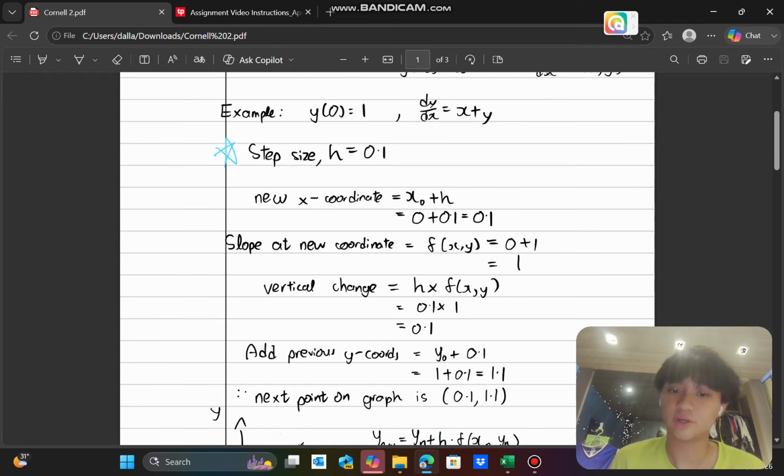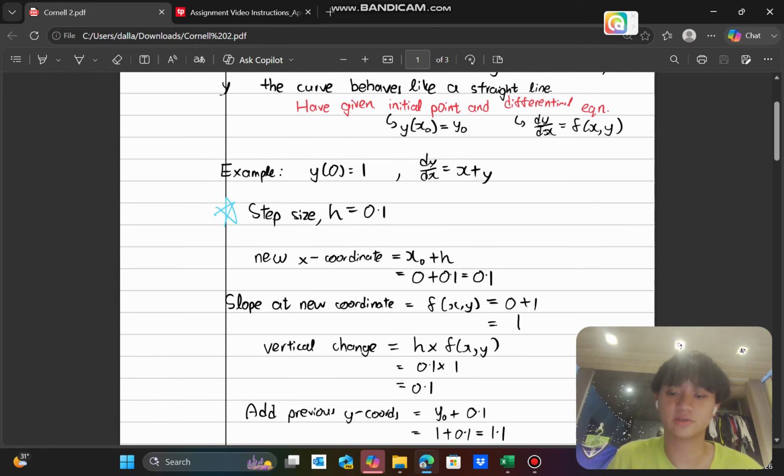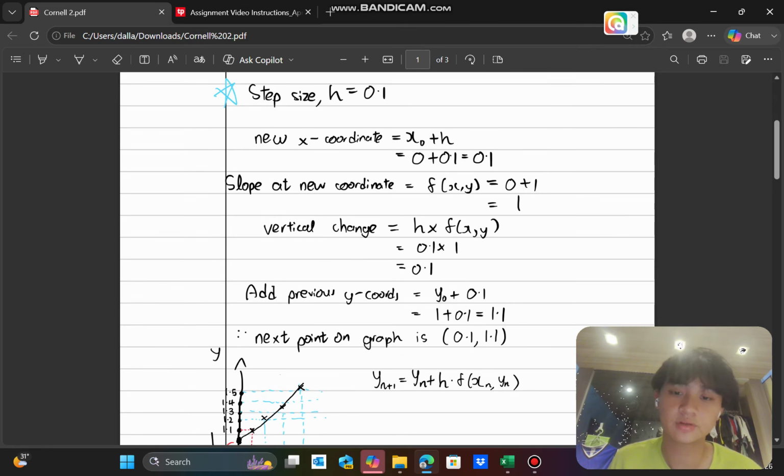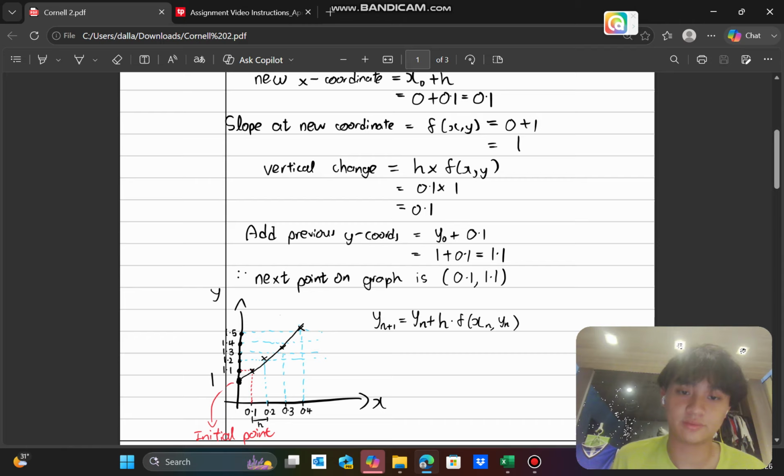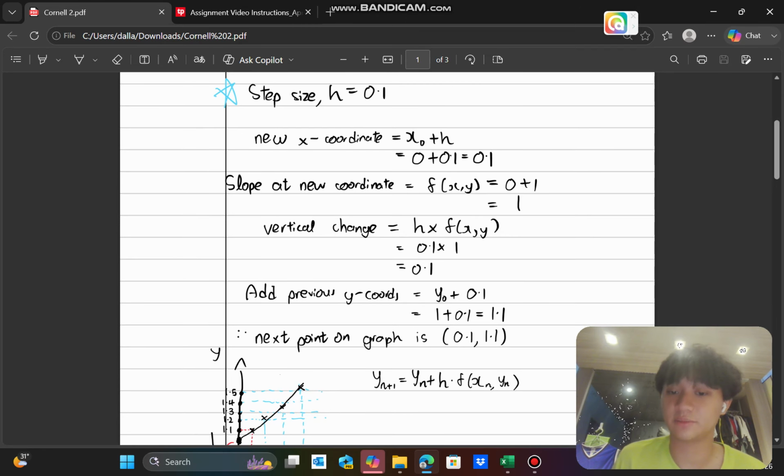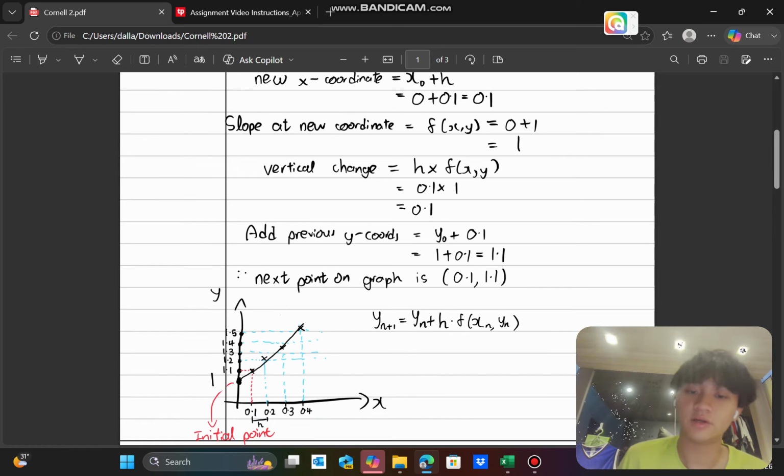So the new gradient at the new coordinate will be the gradient of the previous point. This results in the vertical change, where you multiply the gradient by the step size, 0.1. Then you add the previous y coordinate to it to find 1.1, so your new point is 0.1 and 1.1.